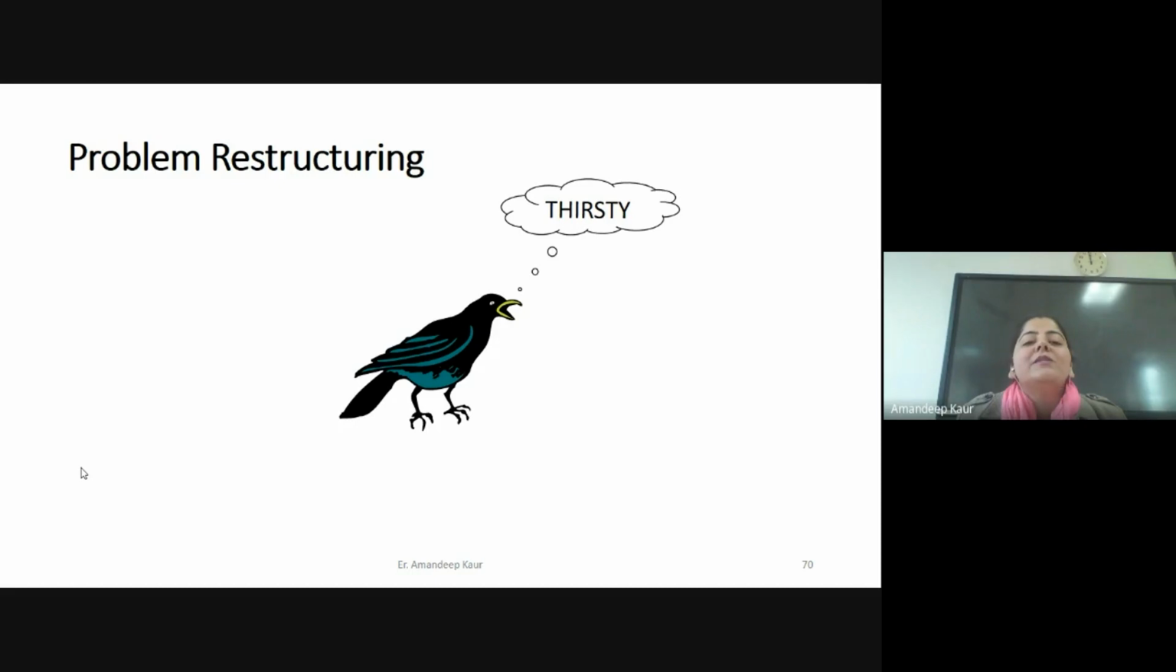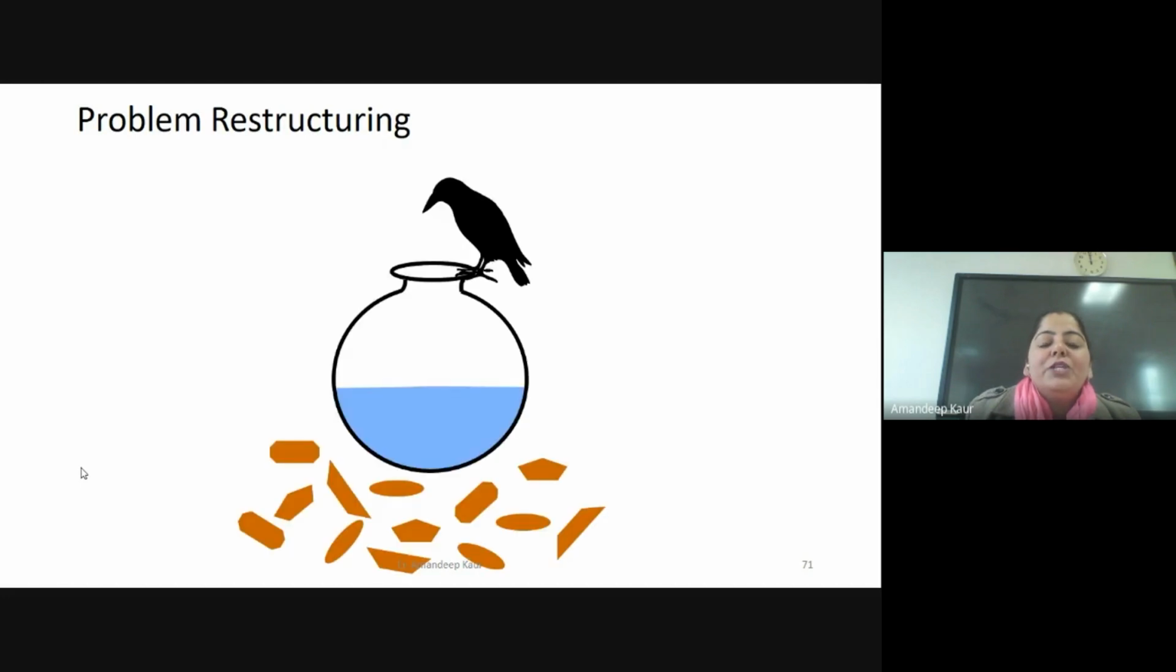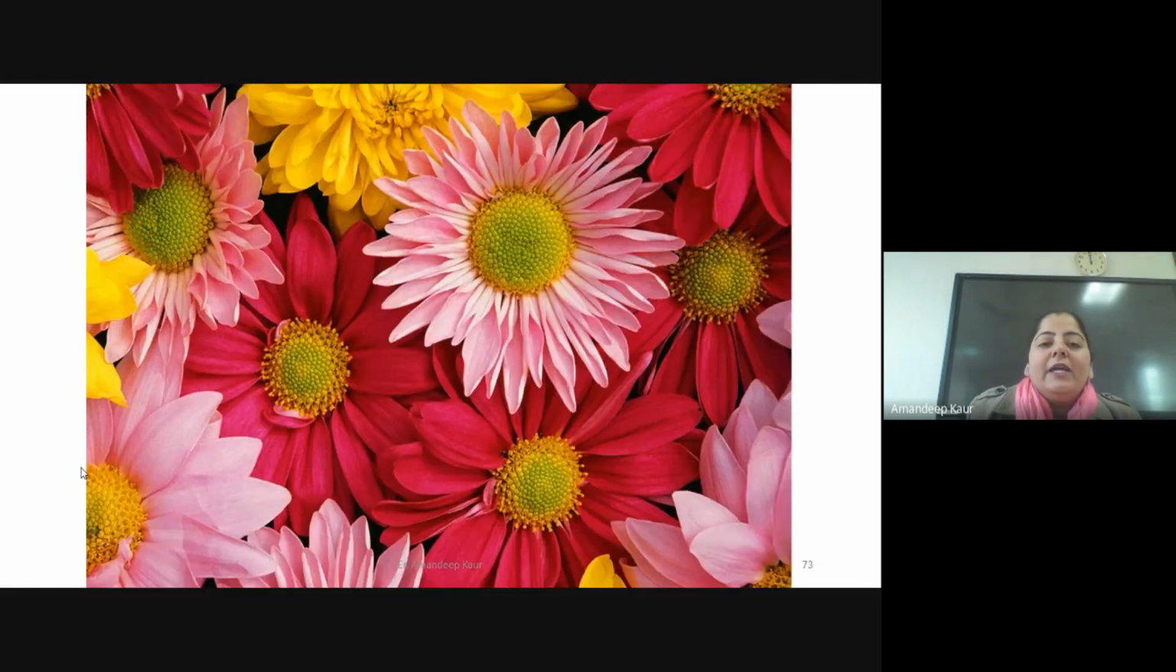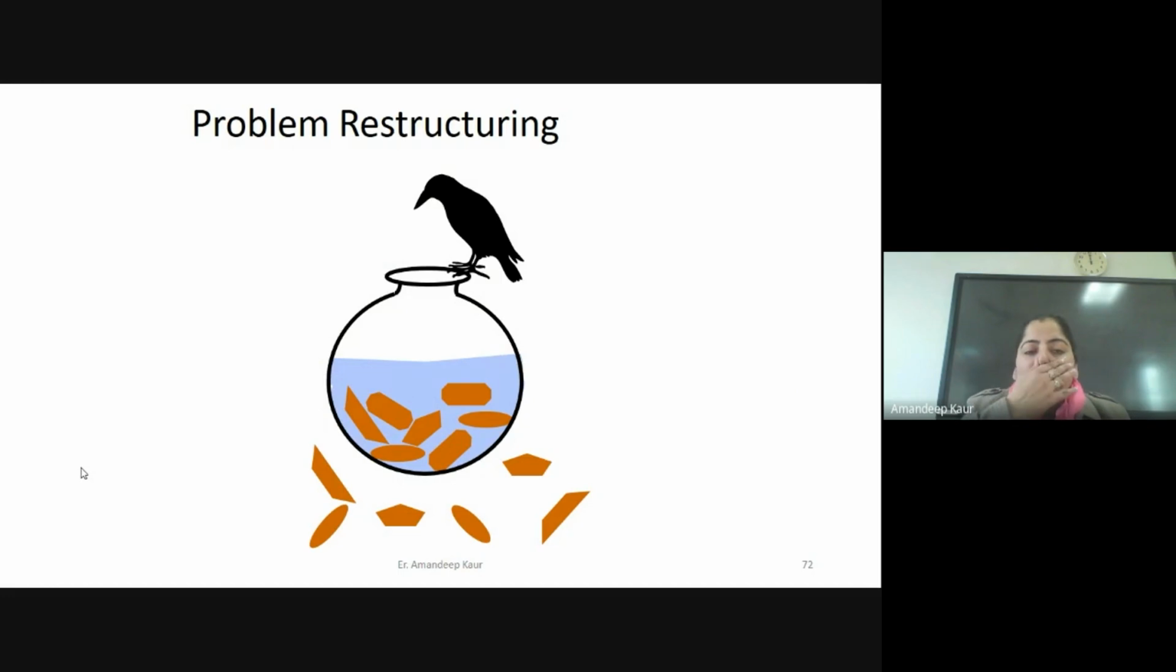So in this particular story, the first step taken by that crow is to restructure the problem. What was the problem? He was thirsty. What does he do? He reframed that problem, developed his knowledge pool, collected all the pebbles, put those pebbles in the pitcher, and then the water level rose and the crow drank that water and overcame that problem. If he can do it, we can also provide opportunity to our students by giving them such problems that they need to restructure and resolve.